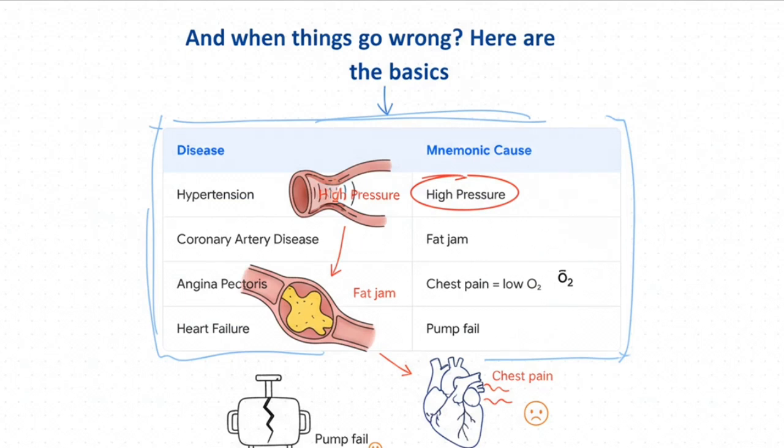And when things do go wrong, here are the basics. Hypertension, that's just high pressure. Coronary artery disease, think of it like a fat jam in the arteries. Angina, that's chest pain because of low oxygen. And heart failure is exactly what it sounds like. The pump itself starts to fail.